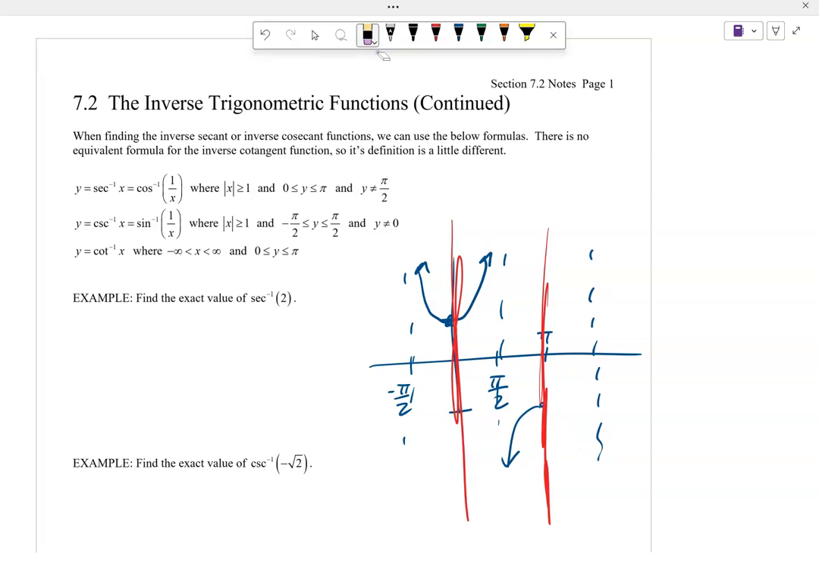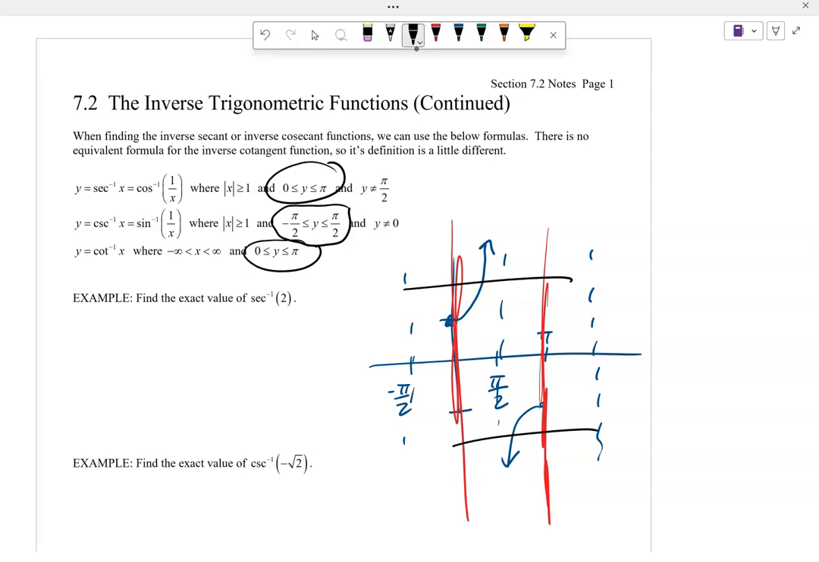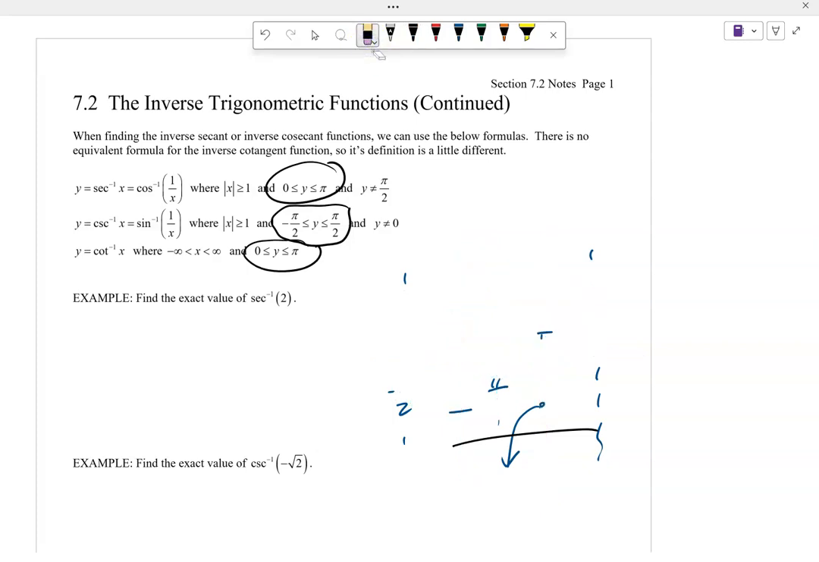So the rest of this part is not there. Now can you see how this is now one to one, only hit one time? It's cut off between 0 and pi. The arc cosecant, that one's cut off between negative pi halves and pi halves. And then they took the cotangent and they cut that one off between 0 and pi. And that's what you want to keep in mind as you're doing these ones.